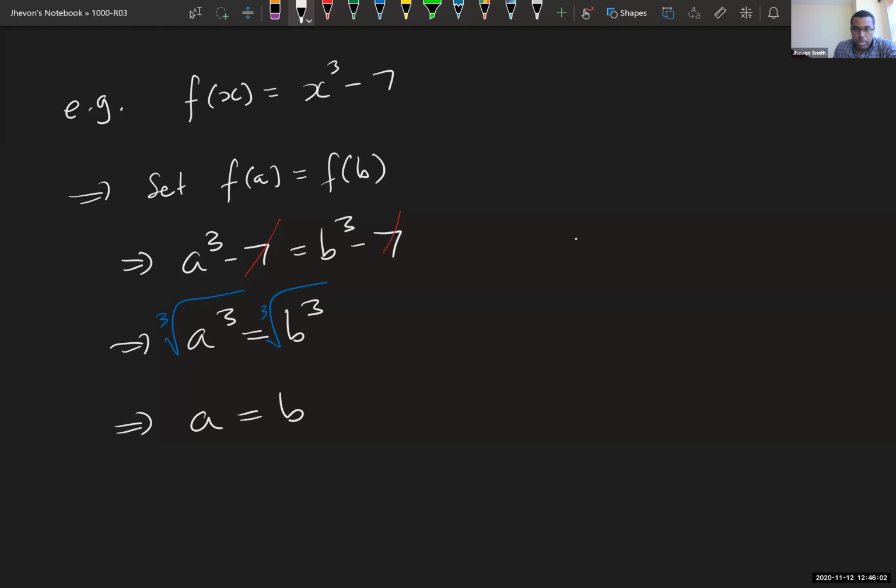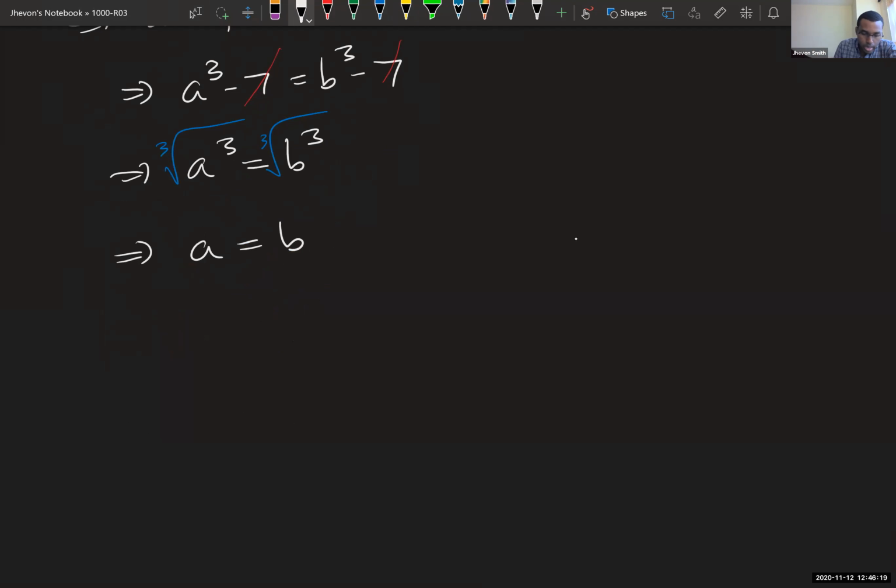And that will give me a equals b. Now remember, the cube root maintains the sign. So if you're a negative underneath, it keeps the negative. If you're a positive underneath, it keeps the positive. So you'll either have both positives on both sides or both negatives on both sides. In either way, both sides will be the same. Your a will be equal to b. They'll have the same sign. And so you can say here, f is one-to-one.